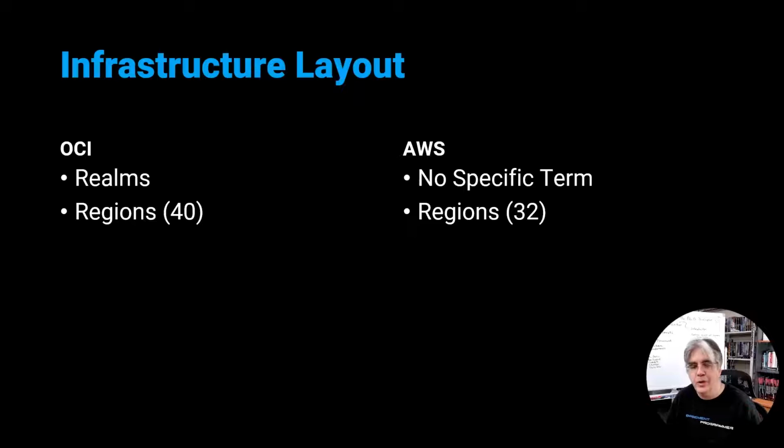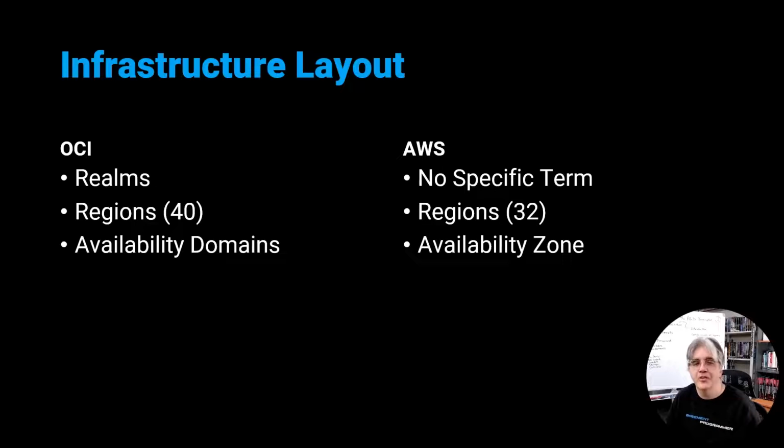Second, with OCI, you have region pairs that are designed to help you replicate data from one region to another easily. Now, AWS doesn't really have this idea of a paired region setup. You can build functionality to replicate data from one region to another. It's just slightly different in how it's set up.